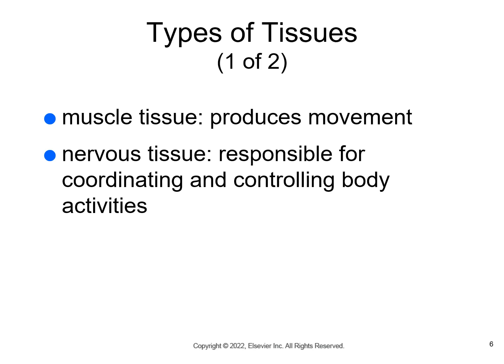Looking at the types of tissues, we have the muscle tissue, which helps us to produce movement, and then the nervous tissue helps in coordinating and controlling the body activities. So when you look at the muscle tissue and the nervous tissue together, they would be used to help us coordinate and move our body in general.